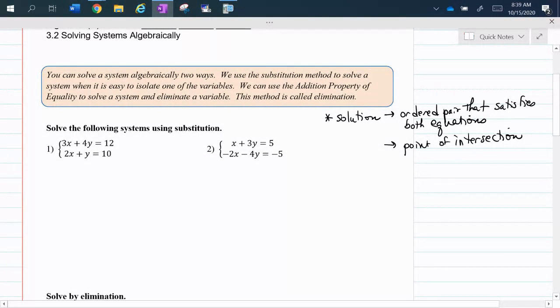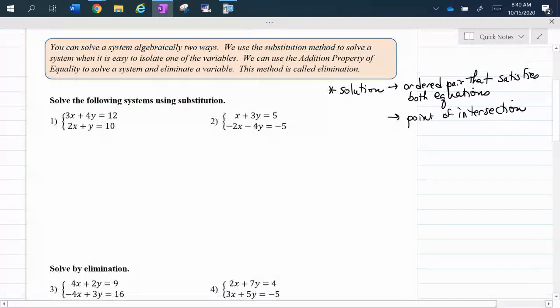So there are two algebraic ways to solve a system. We use substitution to solve a system when it's easy to either solve for x or solve for y. In other words, isolate one of the variables. We can also use the addition property of equality to solve a system and eliminate a variable. We'll go through that. This method is called elimination.